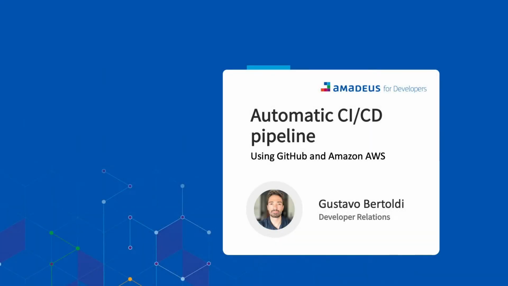I work in the Developer Relations team of Amadeus for Developers, which is the Open API program of Amadeus. Our goal is to provide travel data and services to developers across the world. And today I'm going to show you how to create an automatic CI/CD pipeline using GitHub and Amazon AWS.